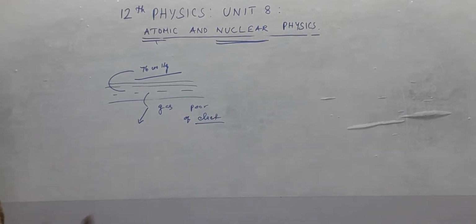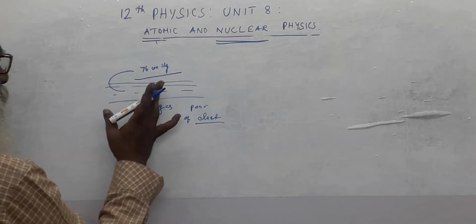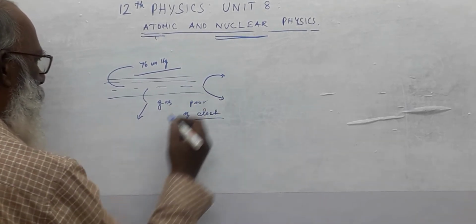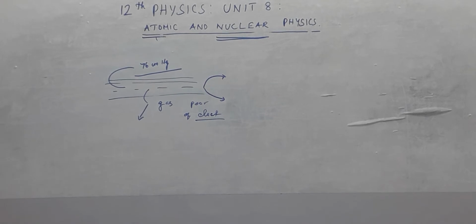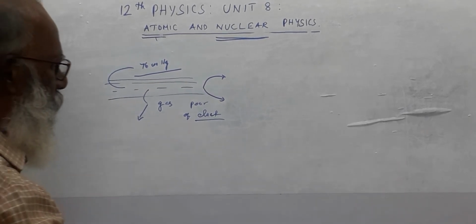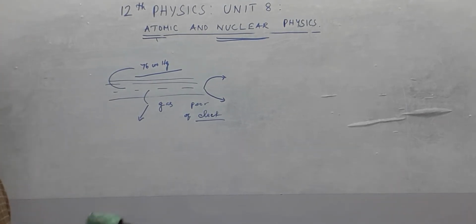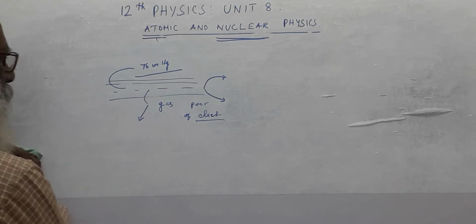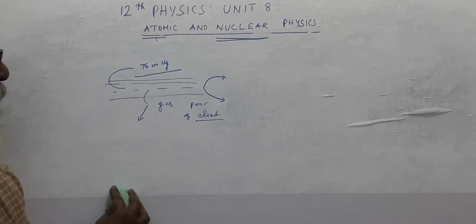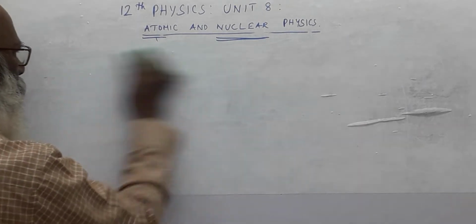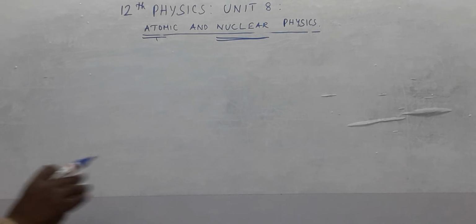Now, is there any device to convert the gas into a conductor? Is it possible, sir? Why not? Possible. That's why we make some arrangements under such a tremendous situation. That is by means of an apparatus called discharge through gases, the discharge tube through gases. That's what we are going to see now.